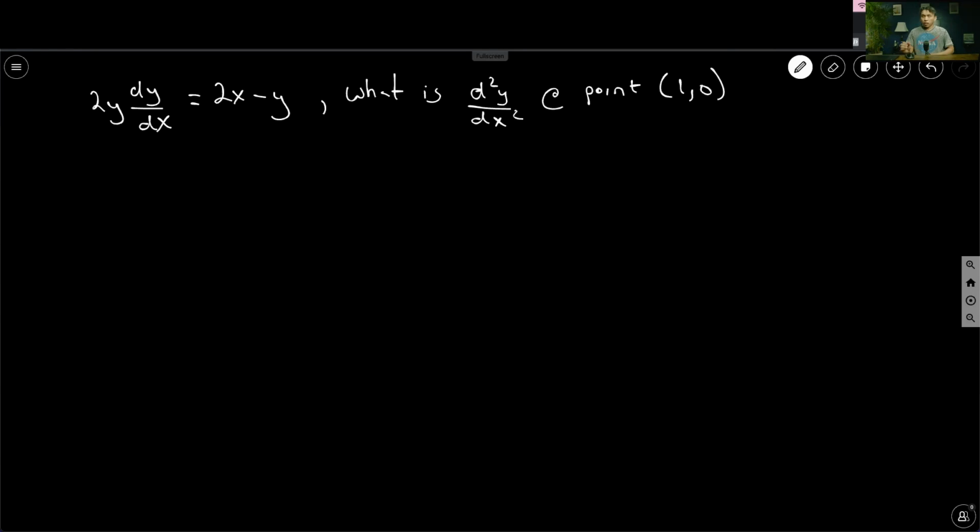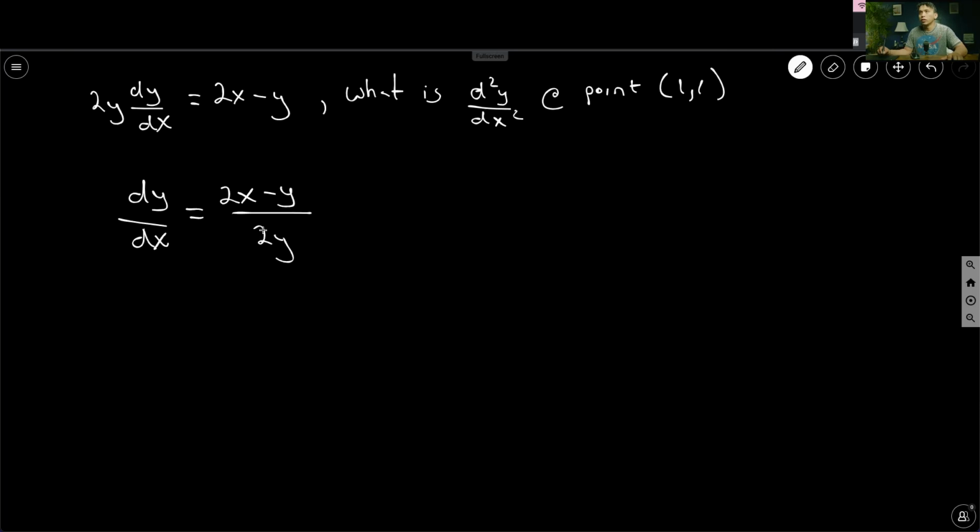So for this question, we have 2y times dy/dx is equal to 2x minus y. And they want to know what is d²y/dx² at the point (1, 1). All right, so to solve this problem, we need to take the derivative of dy/dx. Before we can do that, we have to move the 2y to the other side. So in the very first step, just algebraic cleanup. So dy/dx is equal to (2x minus y) over 2y, okay? And we need to take the derivative of this.